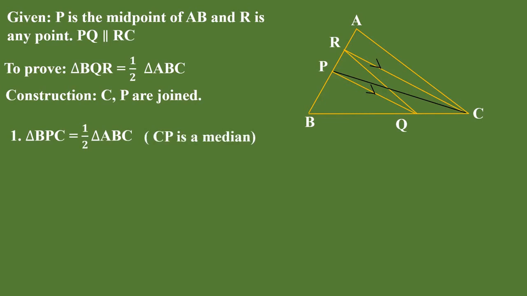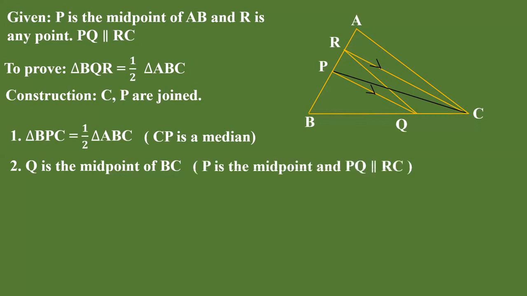Right? Okay. Now here we have to relate BPC with the triangle BQR because we need to prove BQR equals to half of triangle ABC, not BPC. Okay. Now before showing the relation, we can say that Q is the midpoint of BC. Do you remember the midpoint theorem from grade 9? When we draw a line parallel to one of the sides through the midpoint, it will bisect the third side. So we can write a reason here why Q is the midpoint. P is the midpoint and PQ is parallel to RC. Okay. That's why Q is the midpoint of PC.